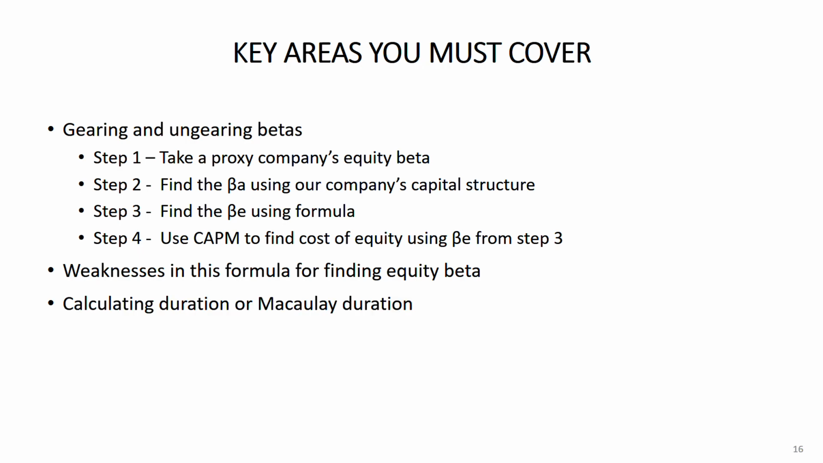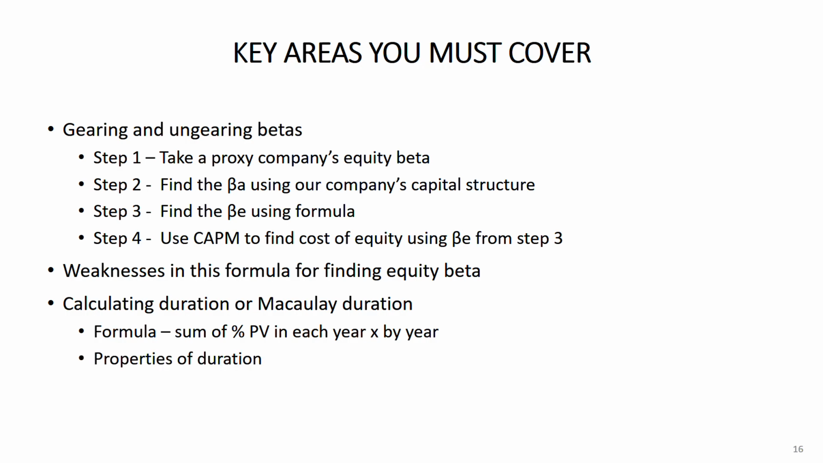Calculating duration or Macaulay duration. It could be called just duration or Macaulay duration. Both are the same. If they just ask duration or Macaulay, it's the same, no difference. You need to know how to calculate it. This is the formula: sum of the percentage present value in each year multiplied by the year. Let's say for year 1, 50% present value, year 2, 20%. So first year, 50% multiplied by 1. Second year, 20% multiplied by 2. And then third year, fourth year, it goes on like that. Add all, and that will be your Macaulay duration. That is the formula.